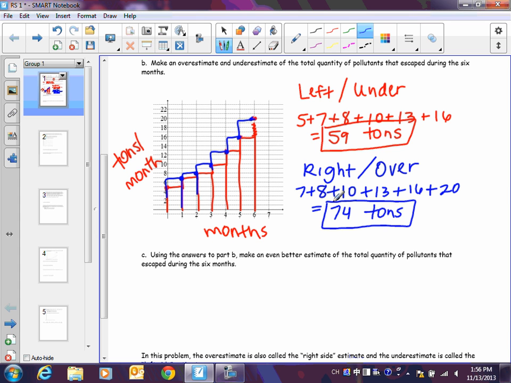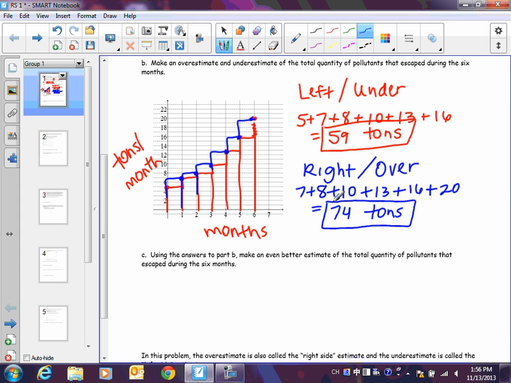All right, now both of these are not really great answers. Now, this is nice because it gives me a range. If it's my job to report back to my boss how many pollutants I think have escaped in the last 6 months, well, then I could say it's between 59 and 74, and maybe that's the acceptable range. Maybe it's not, and then we've got to figure that out.